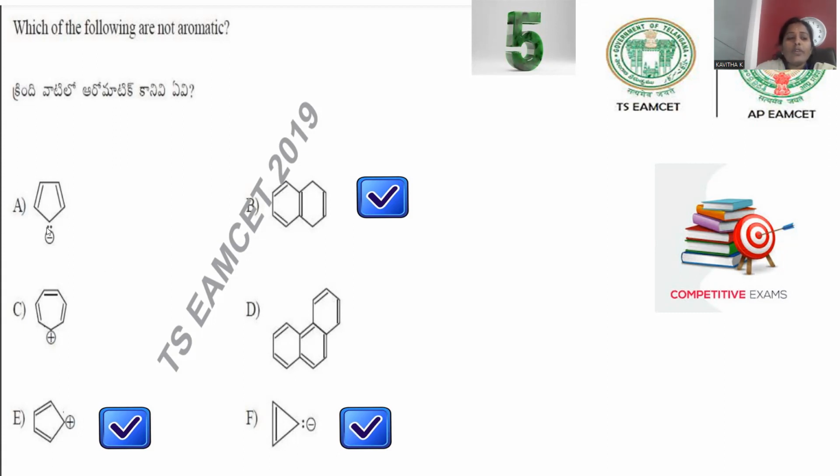If you go with compound 1, where you can see a 5-membered ring with the 2 conjugated, and all the pi electrons must be in conjugation.